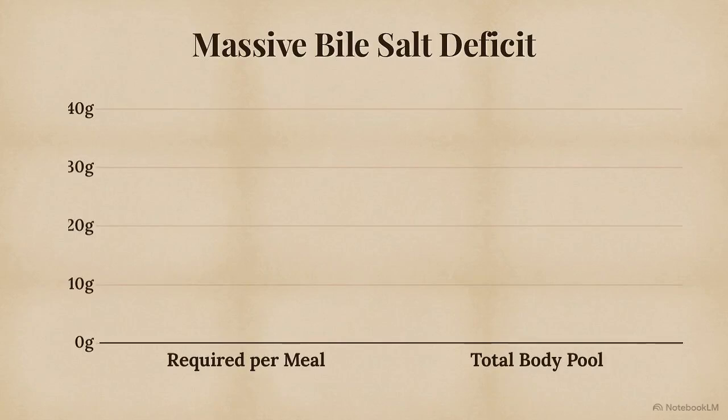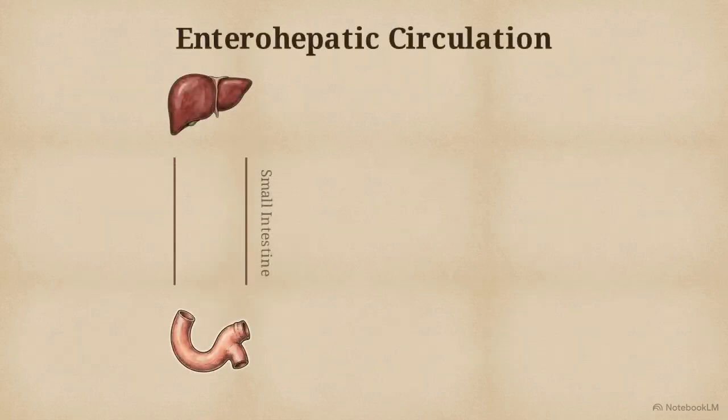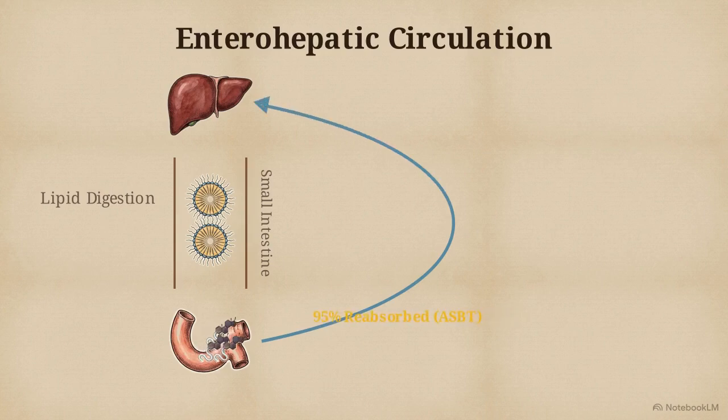This system faces a severe supply deficit. Digesting a single fatty meal requires up to 30 grams of bile salts, yet the human body only maintains a total pool of about 4 grams. The math is balanced by enterohepatic circulation. The total bile pool is recycled multiple times per meal. After lipids diffuse into enterocytes, over 95% of free bile salts continue to the terminal ileum, actively scavenged and reabsorbed by the ASBT cotransporter. Once reabsorbed, these bile salts bind to albumin and return directly to the liver via the portal venous circulation, ready to be resecreted.